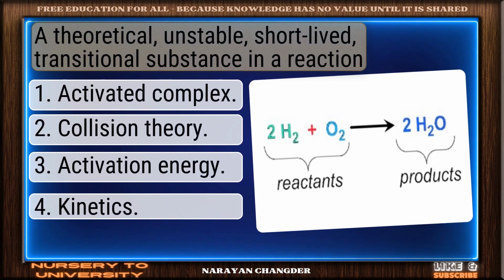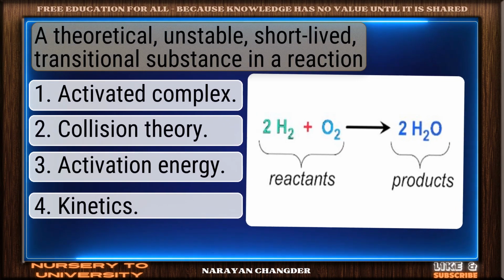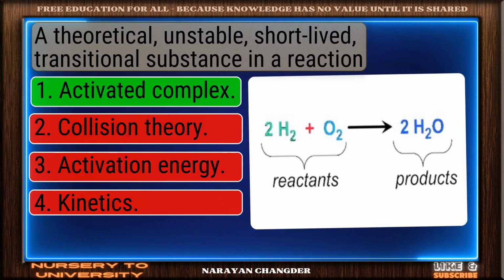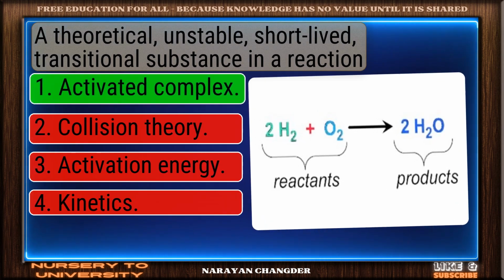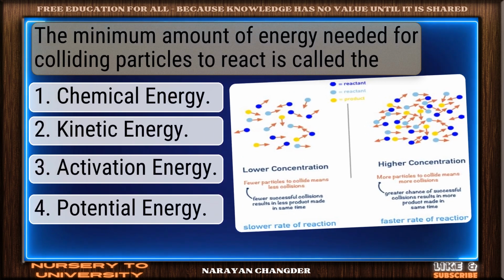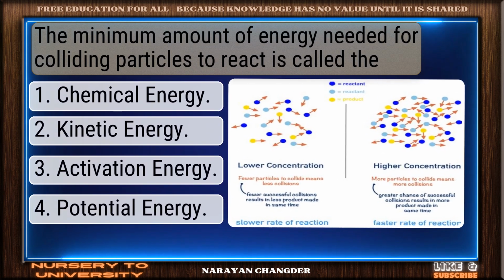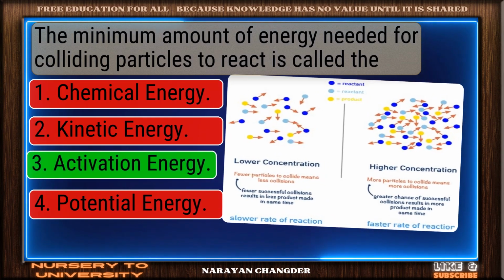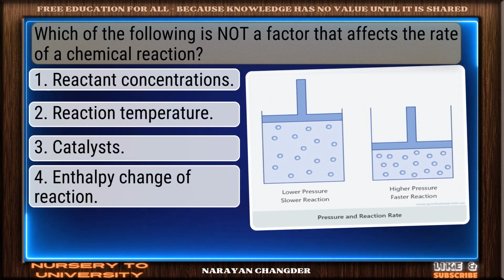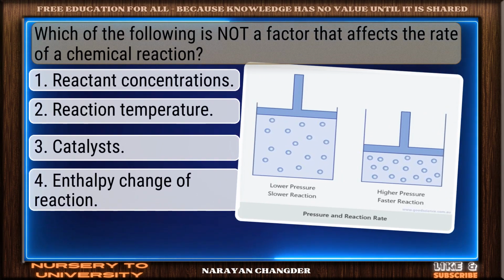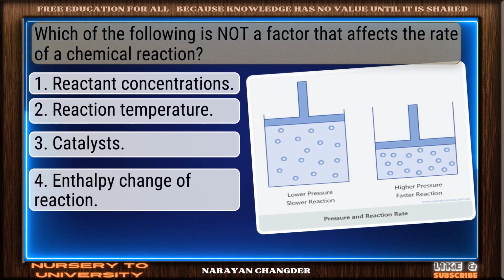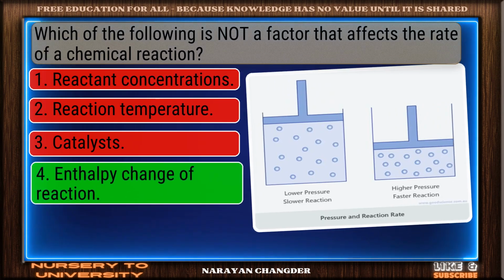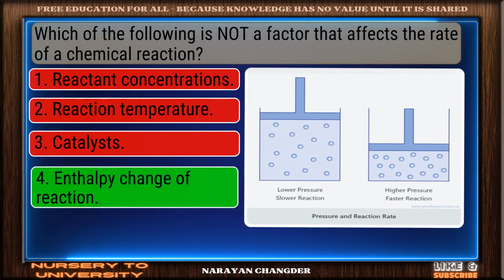A theoretical, unstable, short-lived, transitional substance in a reaction. Correct response. Activated complex is the most accurate answer. The minimum amount of energy needed for colliding particles to react is called. Well done. Activation energy is the right choice. Which of the following is not a factor that affects the rate of a chemical reaction? Valid point. Enthalpy change of reaction is true.